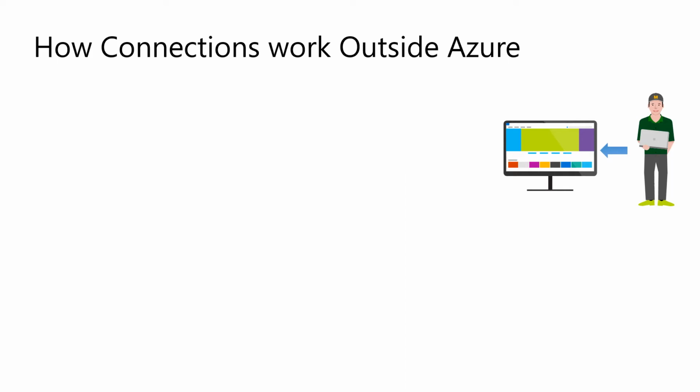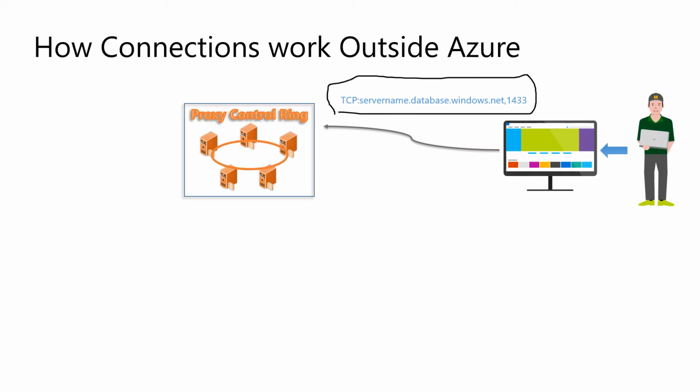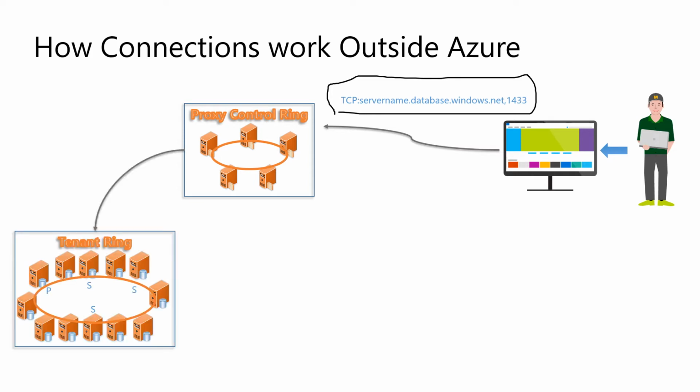Another configuration is when you are working outside of Azure. We have the same scenario using TCP and a port. We have the proxy control ring, but in this case the redirection does not occur, and all the connections go through the proxy. The proxy retrieves the data, tries to connect with the primary of the database server that we have running the database, and sends the information across through the proxy. So this is the connection when you run outside of Azure.